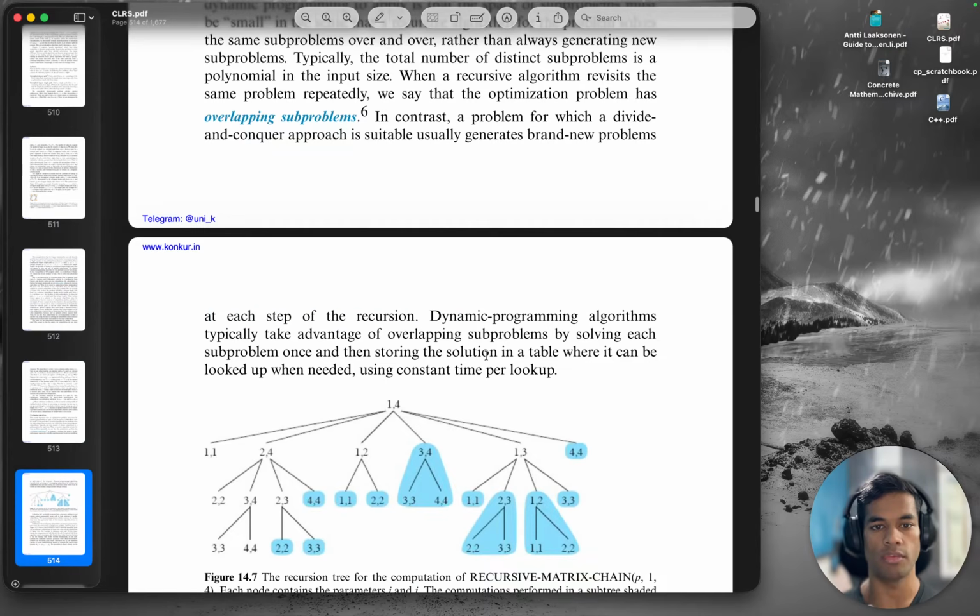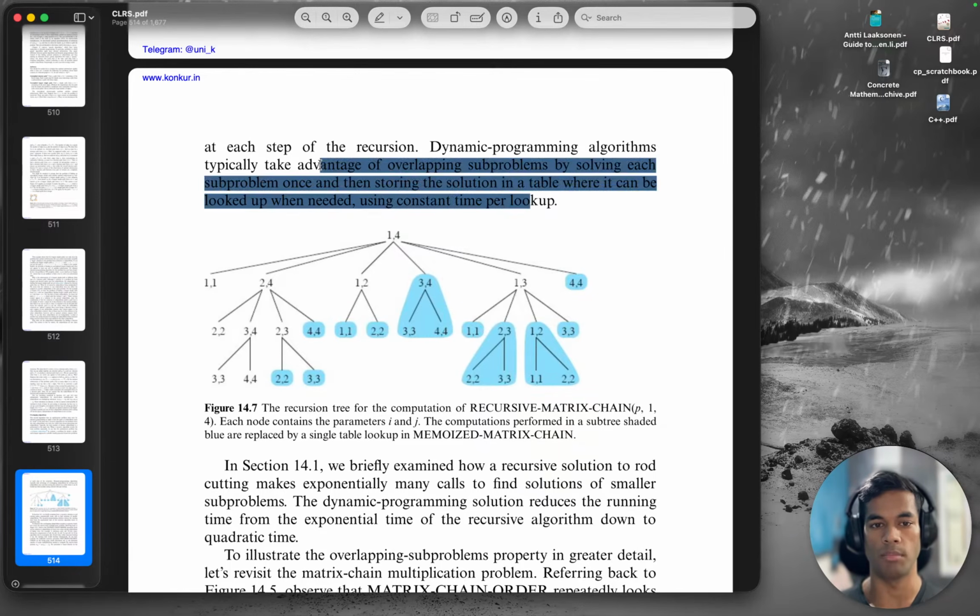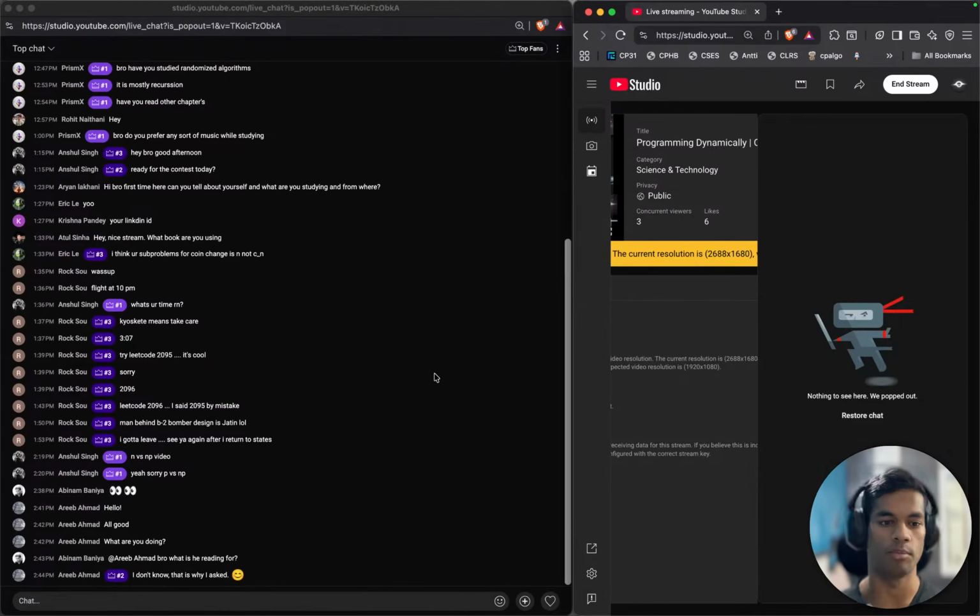At each step of the recursion, dynamic programming algorithms typically take advantage of overlapping subproblems by solving each subproblem once and then storing the solution in a table or in a hash table where it can be looked up when needed, using constant time per lookup. So we are not wasting time solving subproblems which we have already solved.